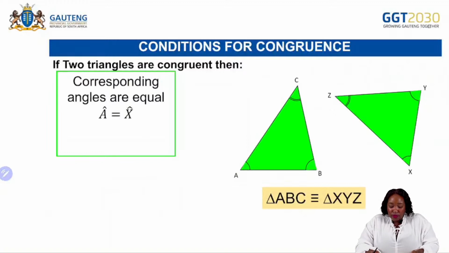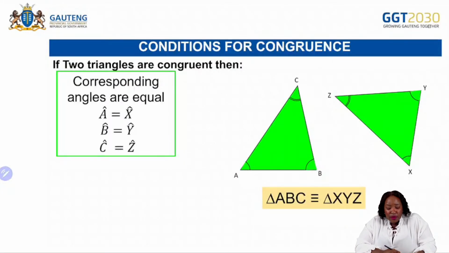So angle A will be equal to angle X. And in this case, it's actually indicated by the symbols around the angles. Angle B will be equal to angle Y, and angle C will be equal to angle Z, right? Okay, and then for your sides, your corresponding sides will also be equal.